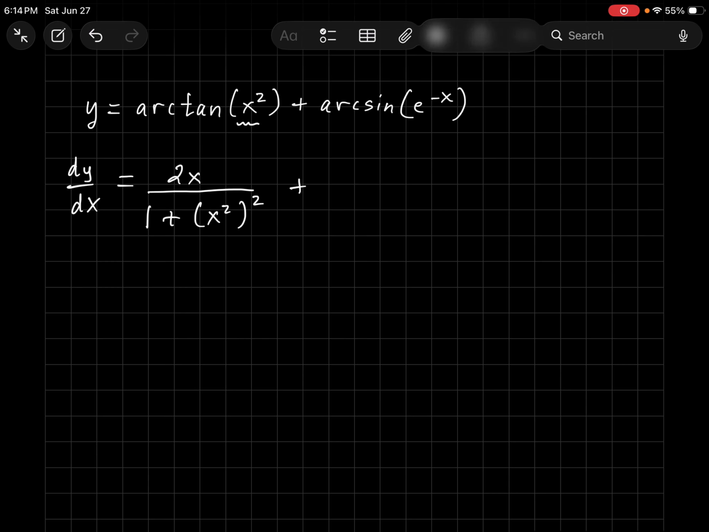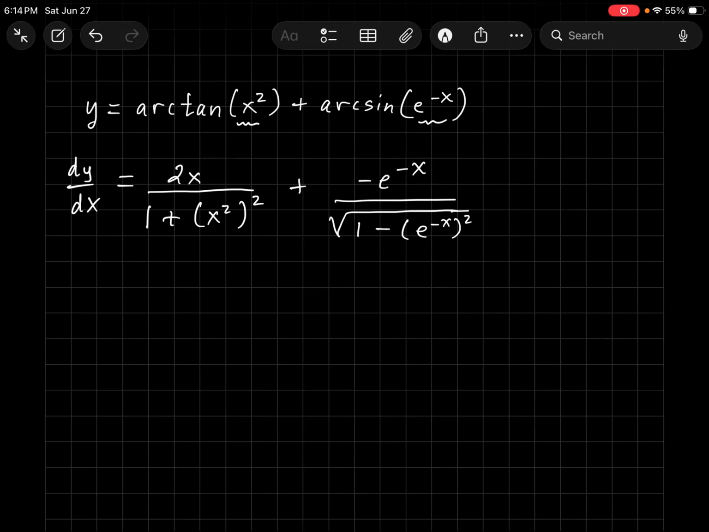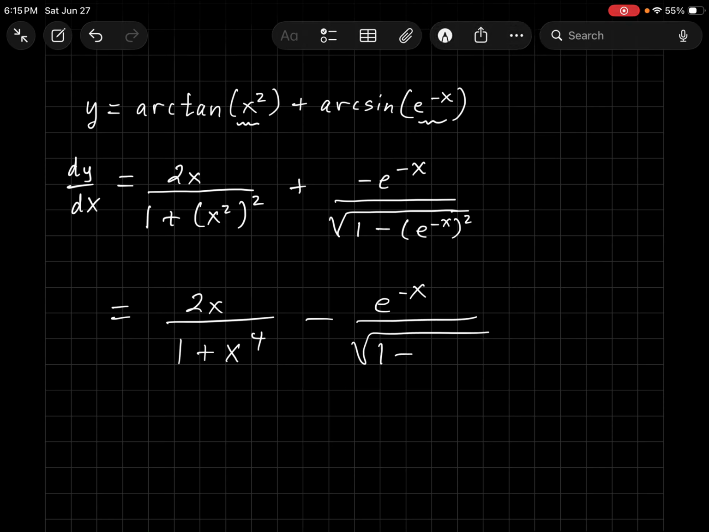And then the derivative of the arcsine of u, where u is e to the negative x, is u prime, negative e to the negative x, over the square root of 1 minus u, e to the negative x all squared. I will clean this up just a bit, giving us 2x over 1 plus x to the fourth, and then minus e to the negative x over the square root of 1 minus e to the negative 2x. Recall that a power to the power says we need to multiply the powers.